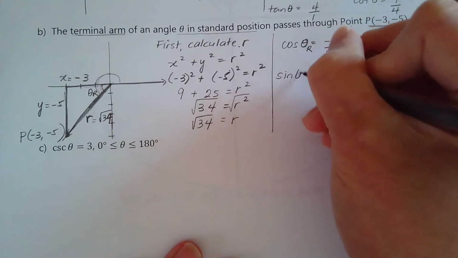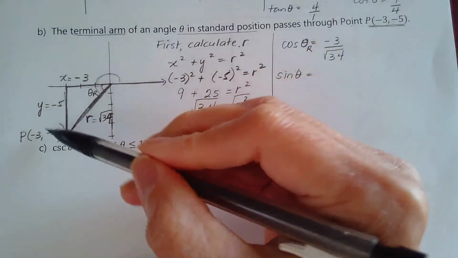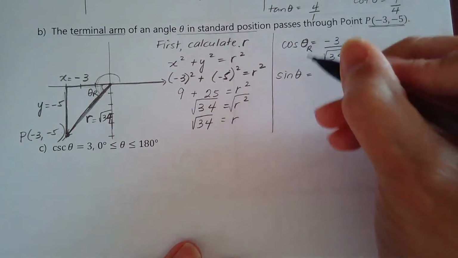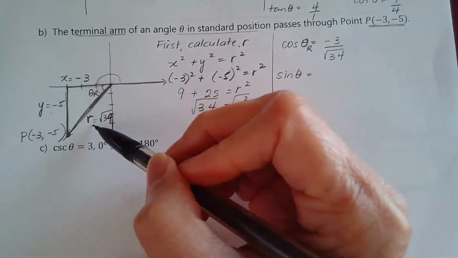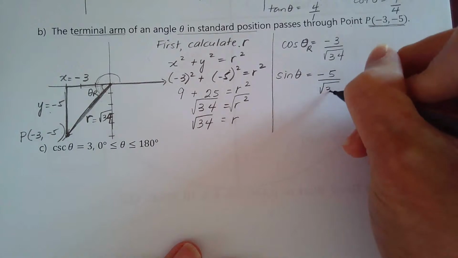Sine theta, and for the sine of theta, we're actually using a reference angle in here. And so that's going to be opposite over hypotenuse. That's going to be -5 over √34.